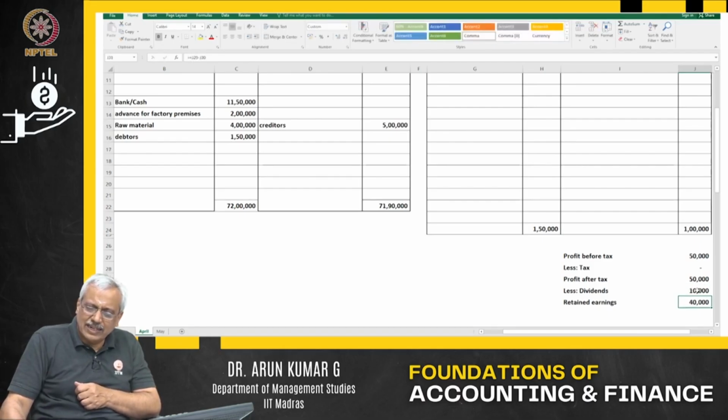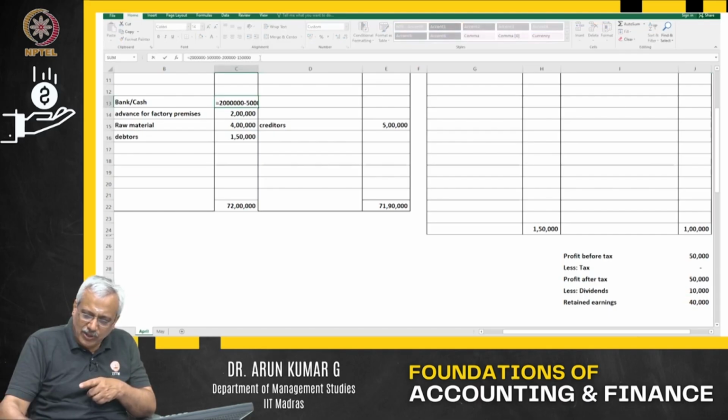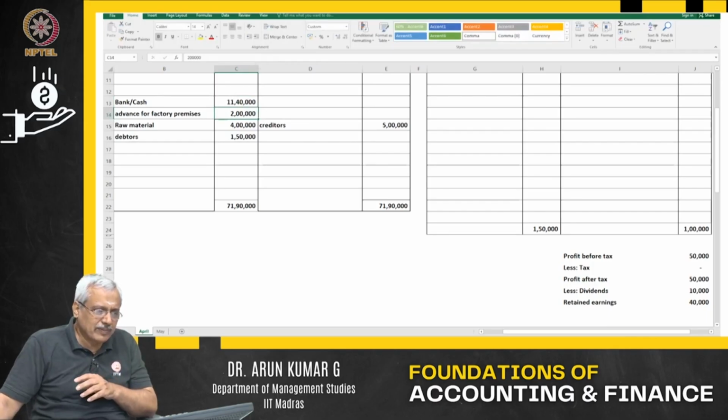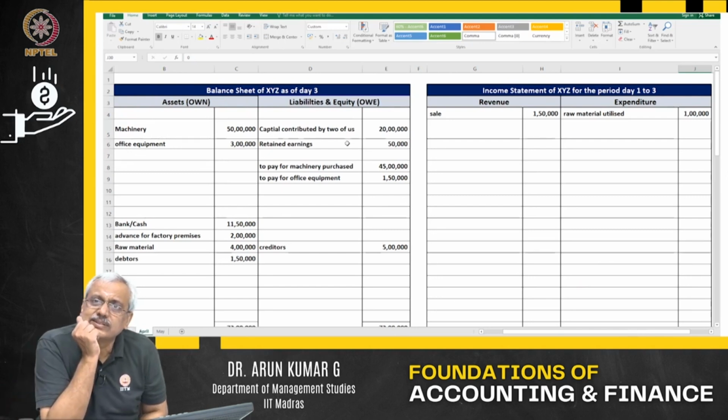That means what is the money that is getting retained? 40,000 is the money that is getting retained in the company. When you pay 10,000 dividends, what happens? Your cash balance also reduces by 10,000 because you are paying 10,000 out there. Now let us not keep dividends, so I am going to undo it. So that is what is retained earning.